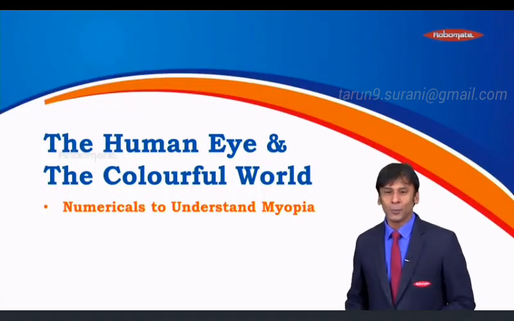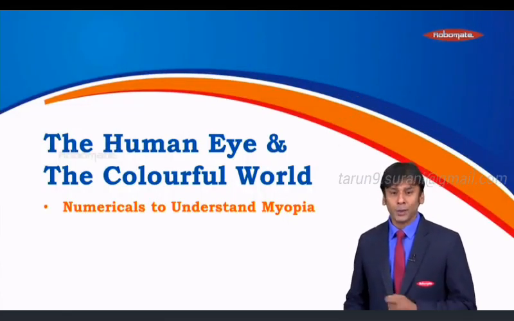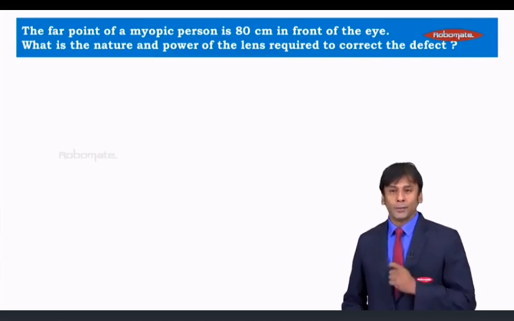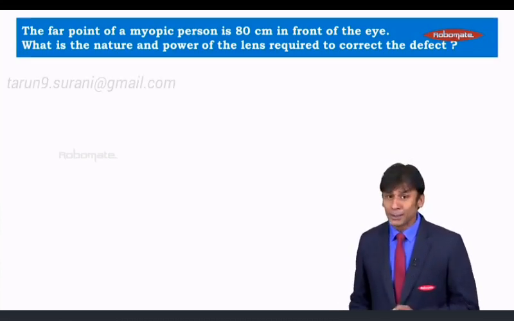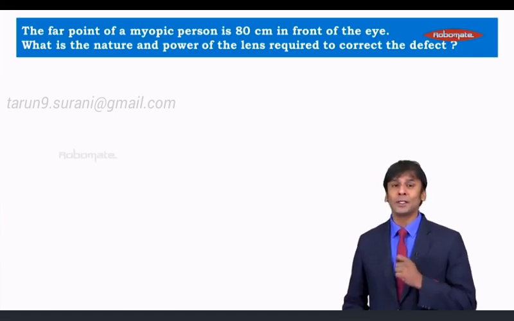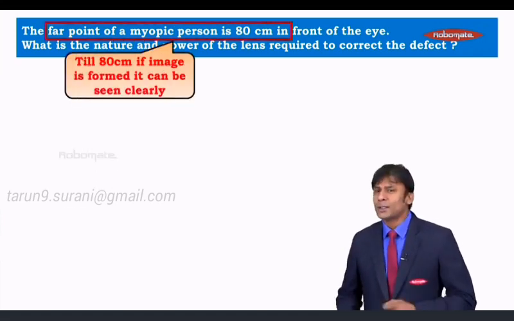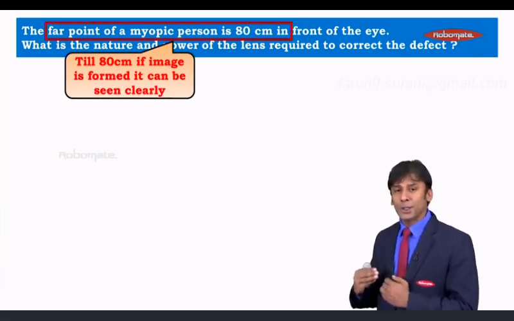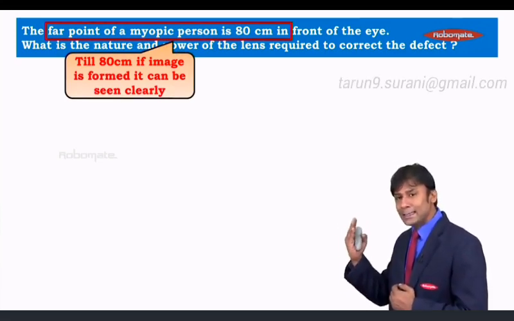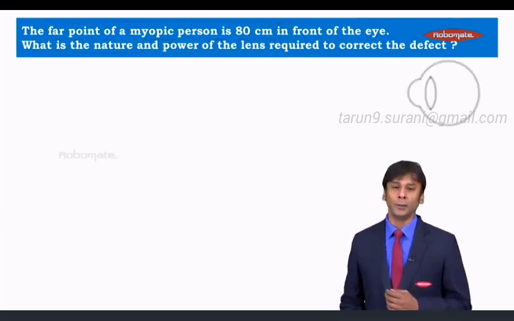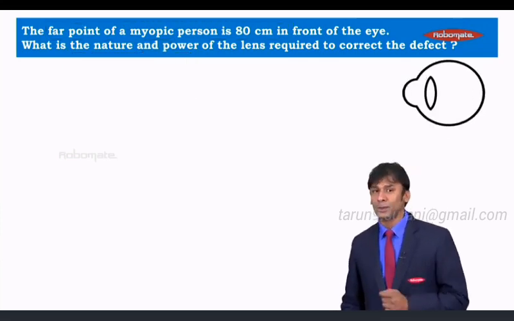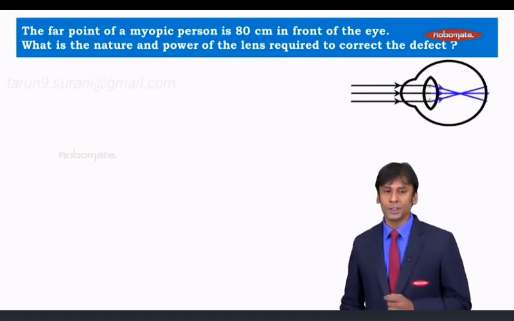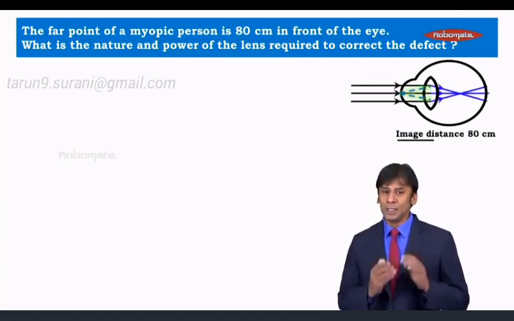After understanding myopia, let us see numericals to understand myopia. Looking at this first question, the question says the far point of a myopic person is 80 centimeter in front of the eye. Now what does this mean? This means that in the case of a myopic person, if an image is formed till 80 centimeter, it can be seen clearly. So therefore the data which is given is nothing but the image distance. So we take this image distance as 80 centimeter.